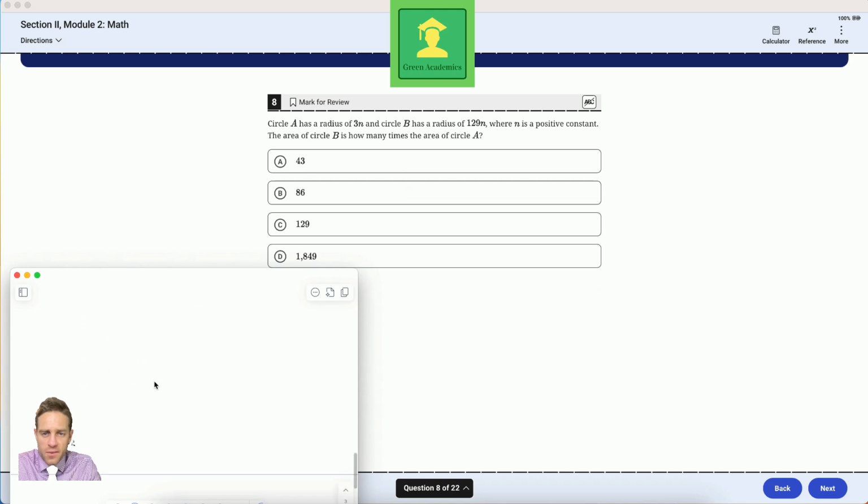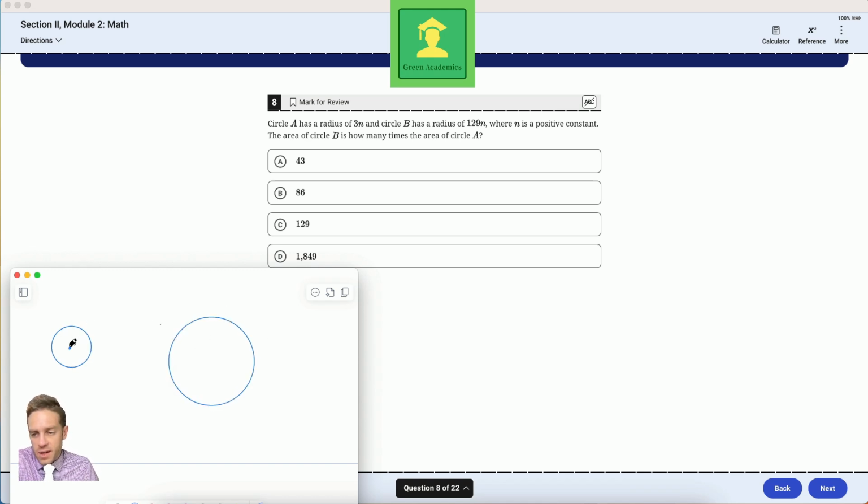Circle A has radius 3n, and circle B has radius 129n, where n is a positive constant. The area of circle B is how many times the area of circle A? So the radius is 41 times as much. I'm sorry, 43 times as much, because 129 divided by 3 is 43. So 43 times the radius. But answer choice A is the trick wrong answer, because the area doesn't vary as the linear multiplier of the radius. The area varies as the square of the radius. Even if you didn't know that, you could do this by plugging in and comparing.